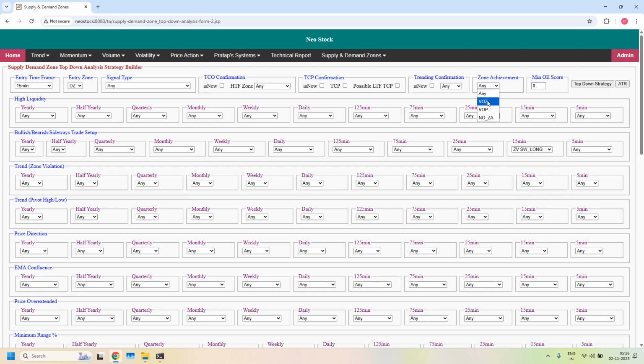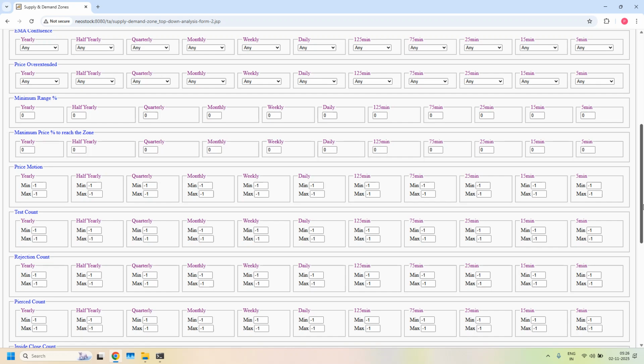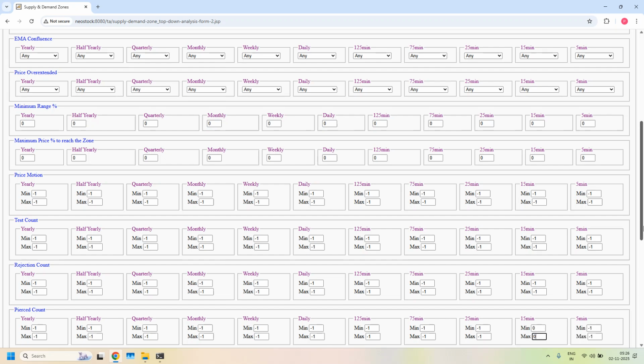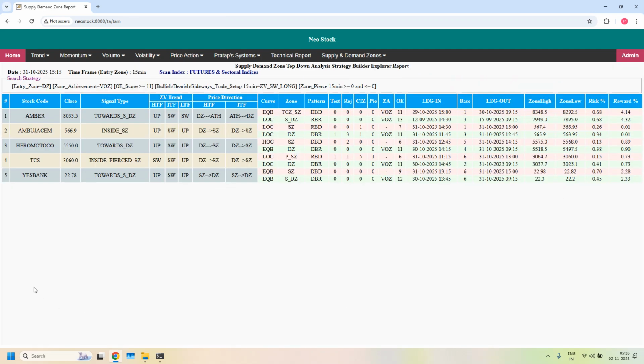Zone achievement violated opposing zone. Minimum odd and hands score should be 11 for sideways, and the 15 minutes demand zone should not be pierced. So that's why in the pierced count parameter at 15 minutes time frame I am setting minimum value 0, maximum value 0. That means pierced count is 0. Pierced count 0 means this selected 15 minutes demand zone should not be pierced. So let's filter. So we got 5 stocks.